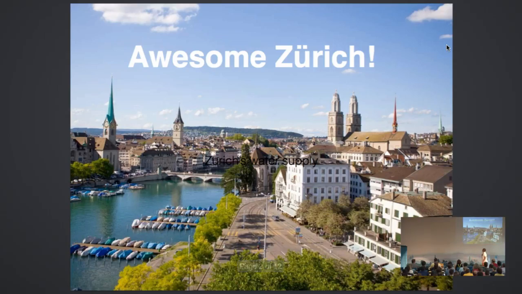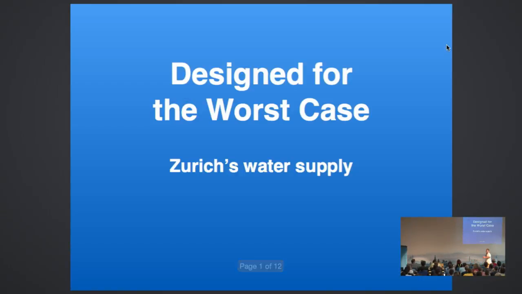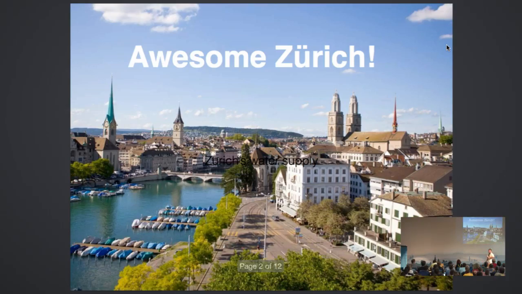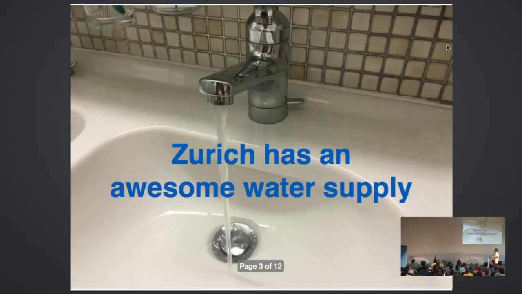Okay. Great. Hi, I'm Memi. I will talk to you about designing for disaster, or designing, how is it called? Designing for the worst case. And one example I always found very fascinating is Zurich's water supply. Zurich is an awesome city, and it has an awesome water supply.